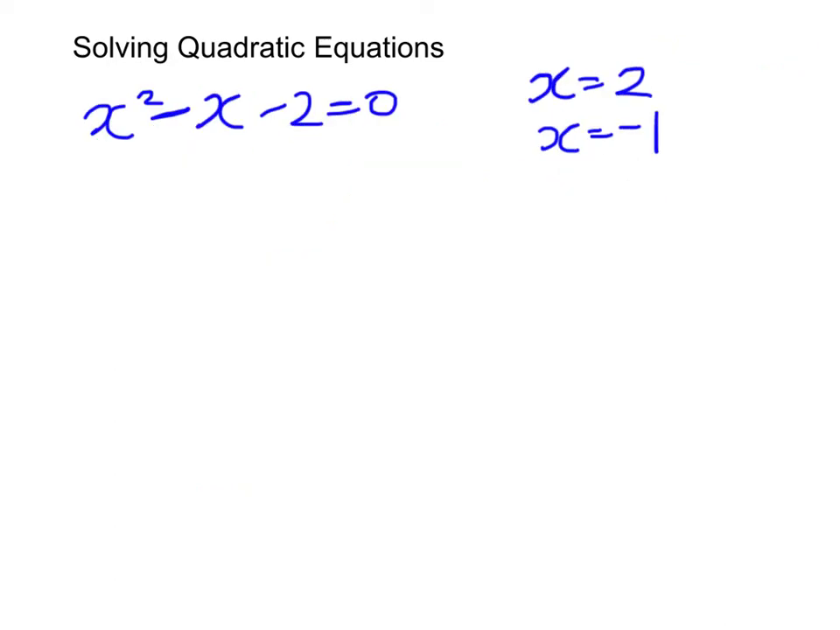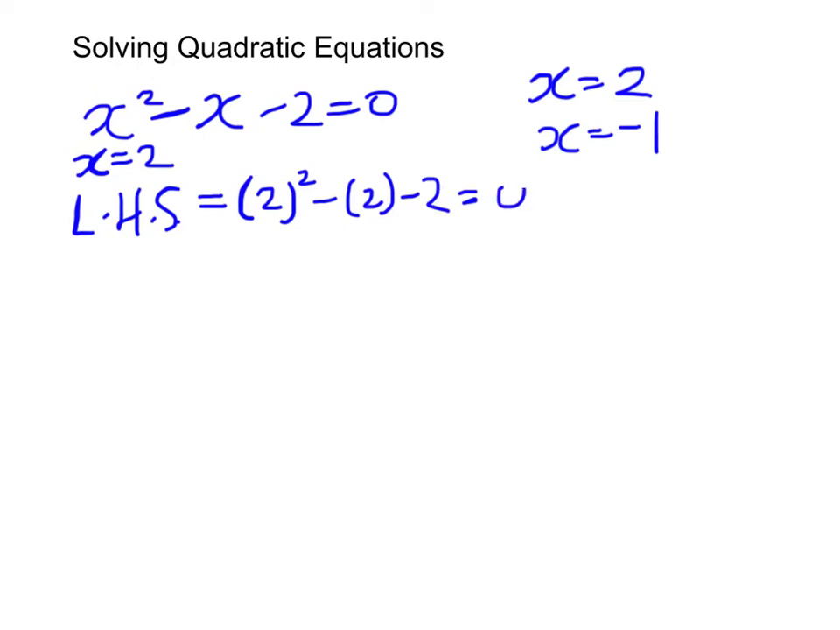And since we have two answers for this quadratic equation, we can check whether these answers are correct by back substituting these values into the left hand side. Therefore we can write left hand side equal to, if we have x equals 2, the square of 2 minus 2 minus 2, and this will be 0 and equal to the right hand side. So x equals 2 is one of the answers of this quadratic equation. Let's try the other one, x equals minus 1.